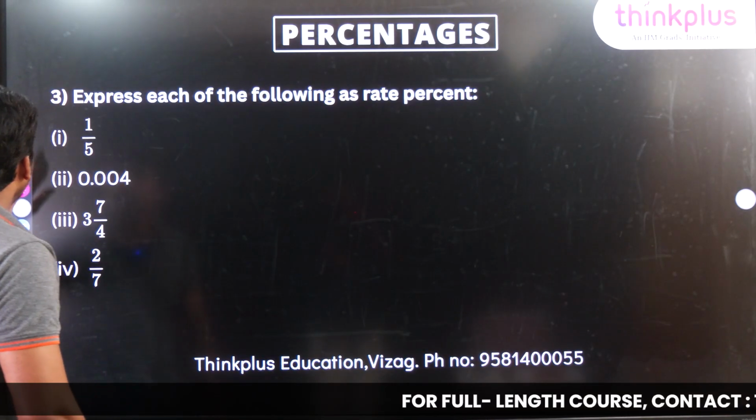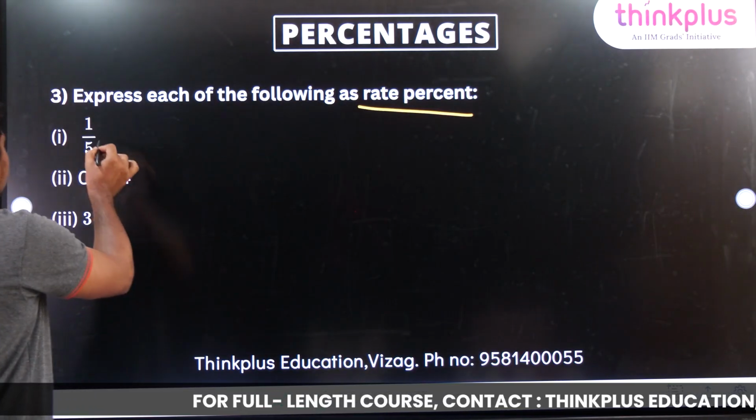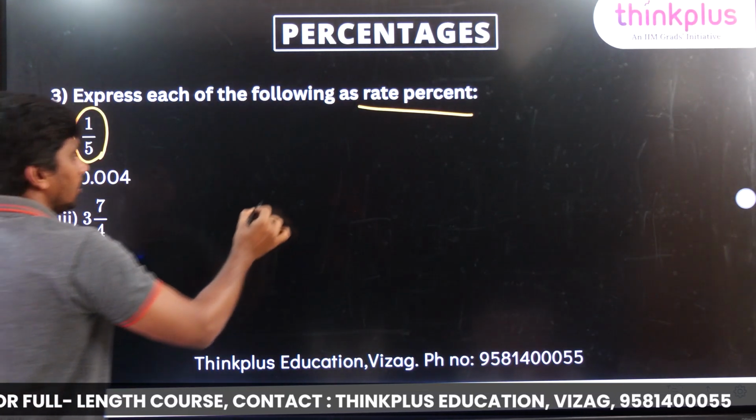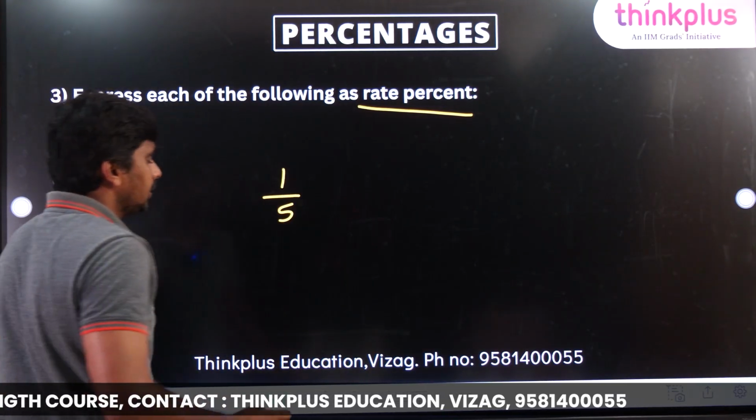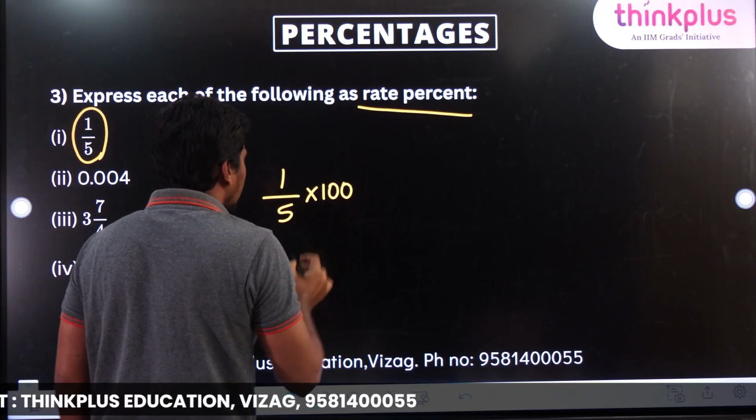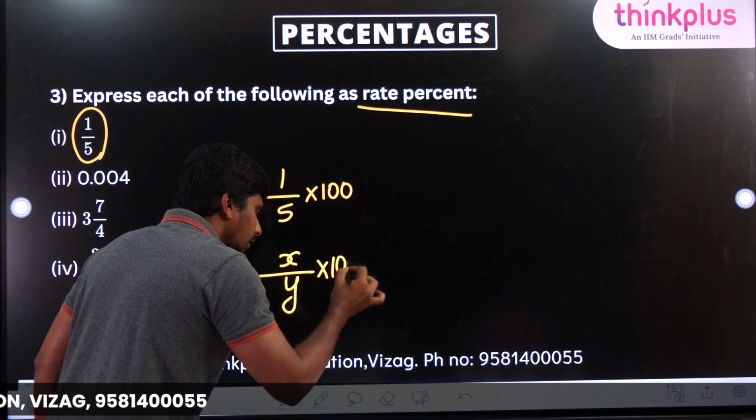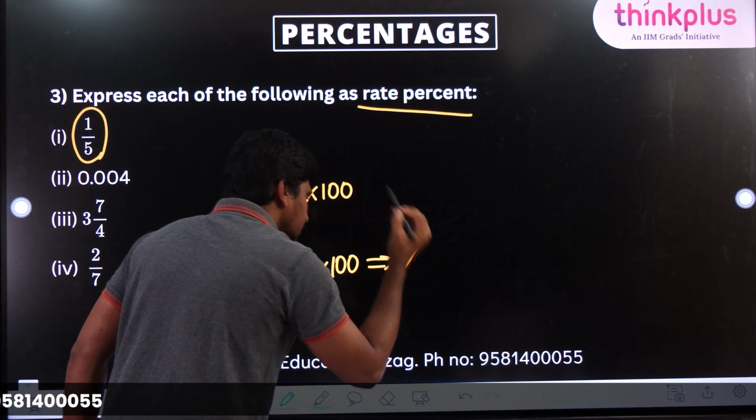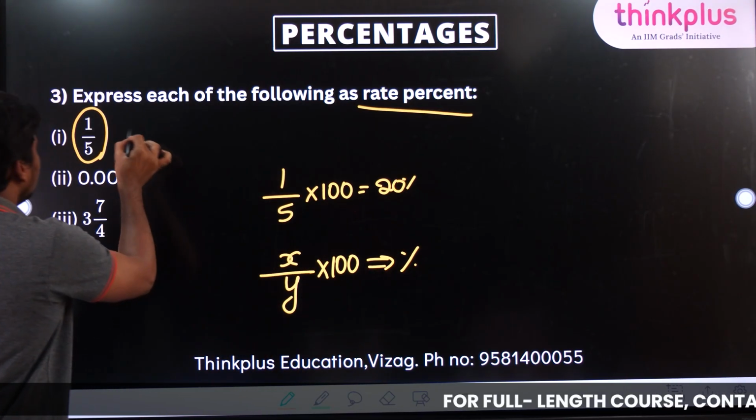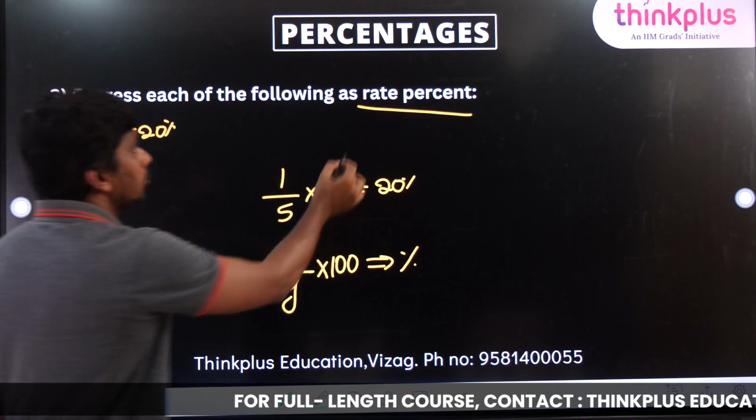Here, what is given: express each of the following as a rate percentage. All these fractions are given, and some decimals are given. First, let's talk about 1 by 5. 1 by 5 means how much percentage, I don't know. If you want to convert any fraction into percentage, you should multiply by 100. For example, x by y is given, I simply multiply with 100 to convert into percentage, right? Here 1 by 5 into 100, what is the value? 20 percentage.